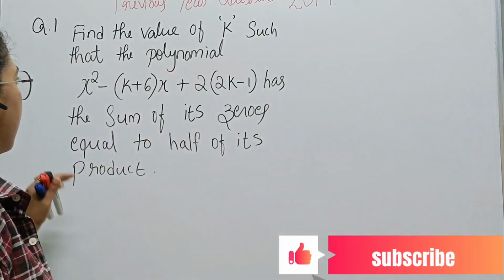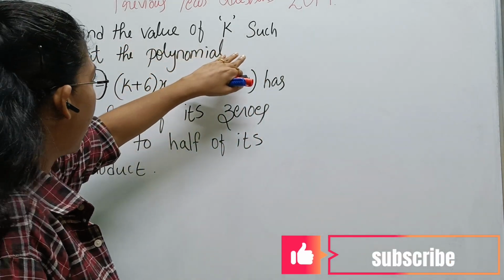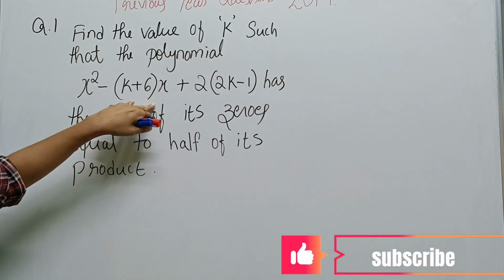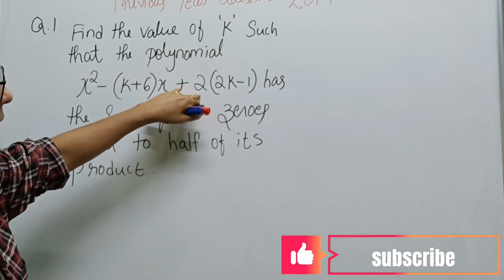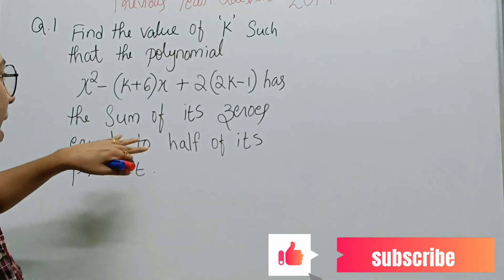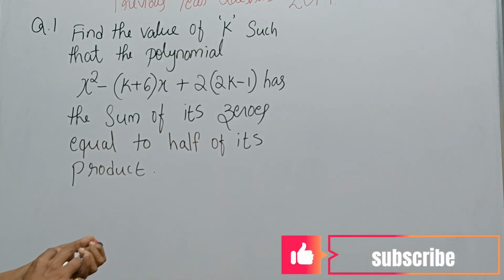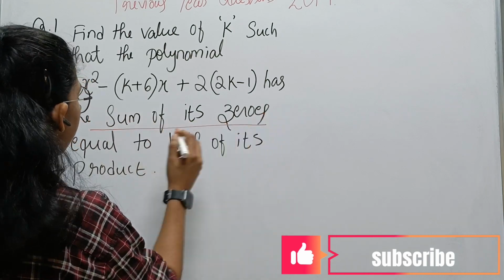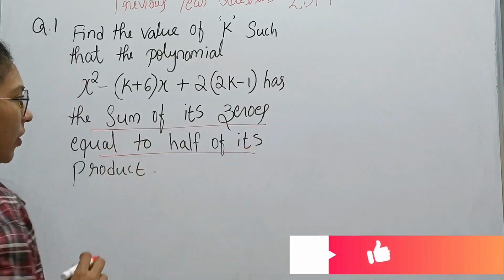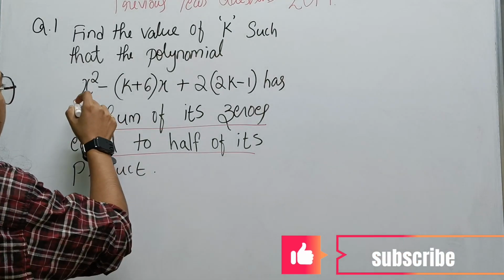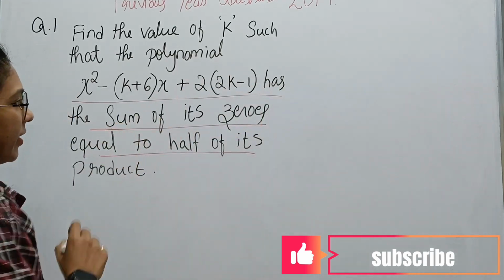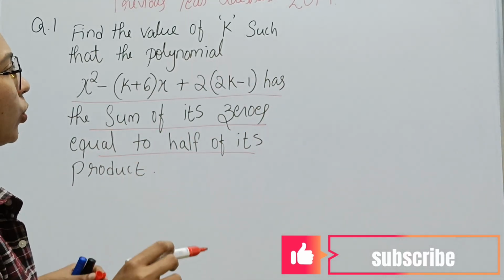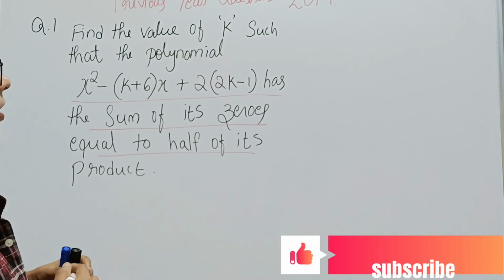The question is: find the value of k such that the polynomial x square minus (k plus 6) x plus 2 into (2k minus 1) has the sum of its zeros equal to half of its product. That is, the sum of its zeros is equal to half of its product. This is the hint. The polynomial is x square minus (k plus 6) x plus 2 into (2k minus 1).